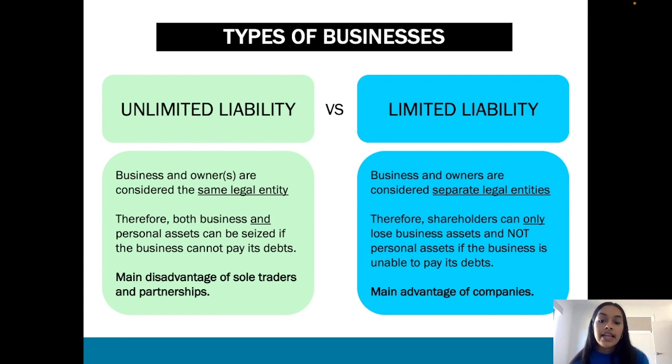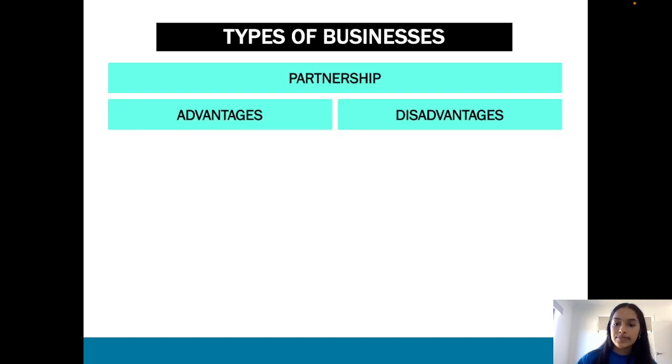On the other hand, we have limited liability. That's literally the opposite. So that's now where business and owners are considered separate legal entities, and therefore shareholders can only lose business assets and not personal assets if the business is unable to pay its debts. So they're not held personally liable or accountable in the case of debt, they're only losing business assets. And that's the main advantage of companies, that all shareholders, their cars or their houses aren't being seized, their personal assets aren't being seized, just really what they've invested in the business and their business assets.